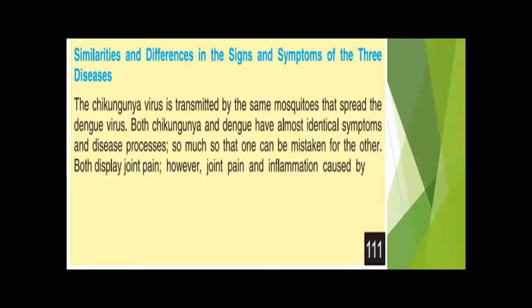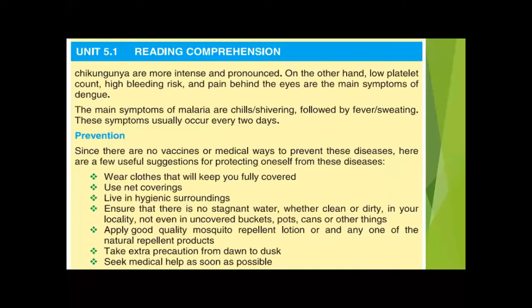So, dear students, as I made you understand a little while ago about the symptoms of the three diseases, both chikungunya and dengue have almost identical symptoms and disease processes because both display joint pain, high fever, and inflammation, whereas malaria's main symptoms are shivering, followed by fever and sweating. Now, prevention.